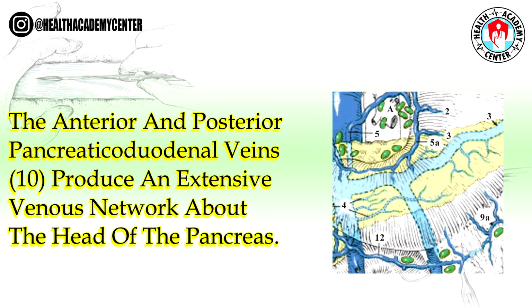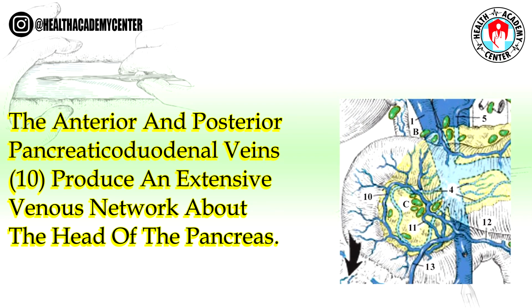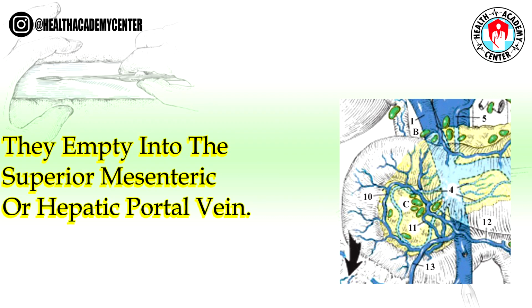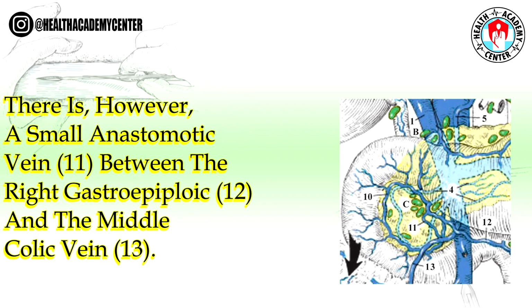The anterior and posterior pancreaticoduodenal veins, 10, produce an extensive venous network about the head of the pancreas. They empty into the superior mesenteric or hepatic portal vein. The anterior surface of the head of the pancreas is relatively free of vascular structures, and blunt dissection may be carried out here without difficulty.